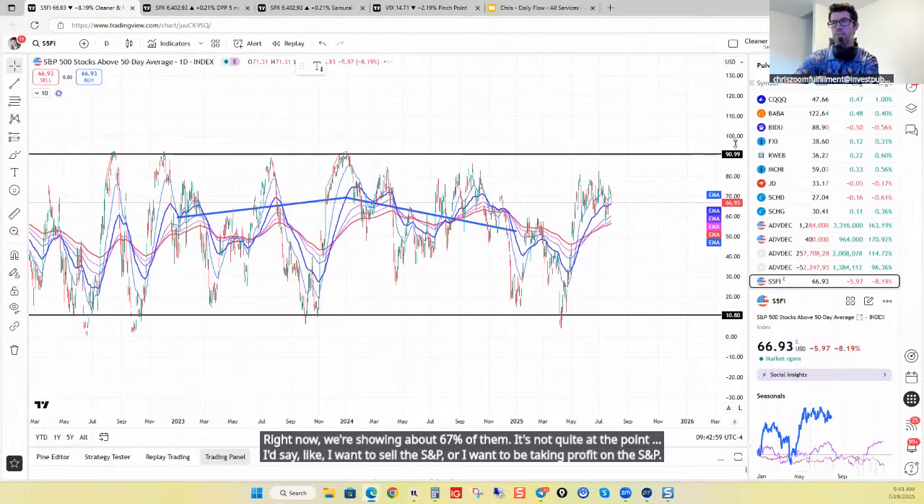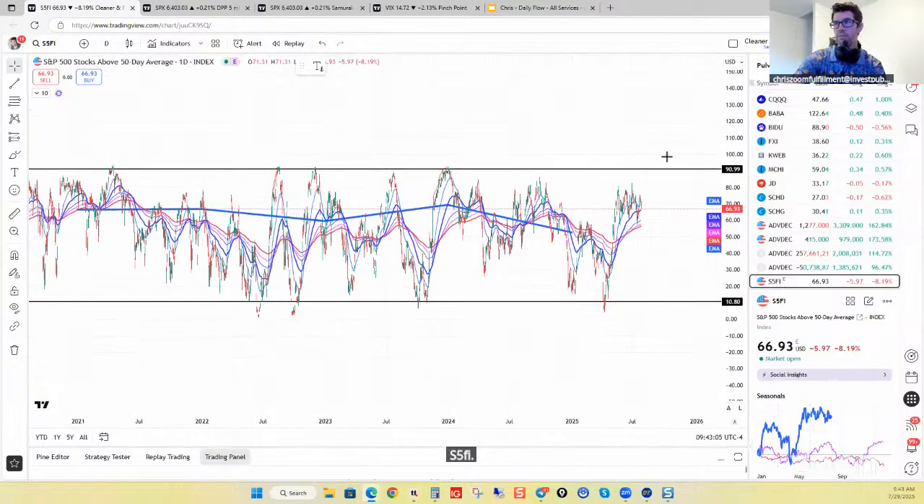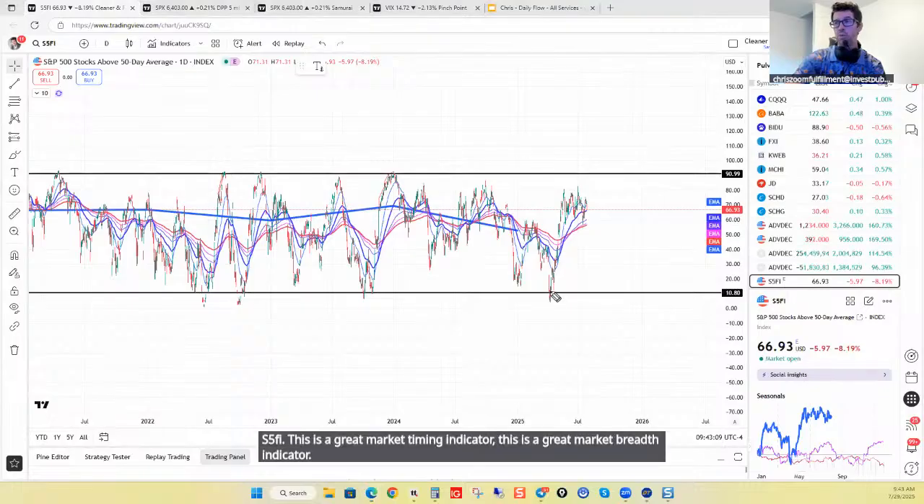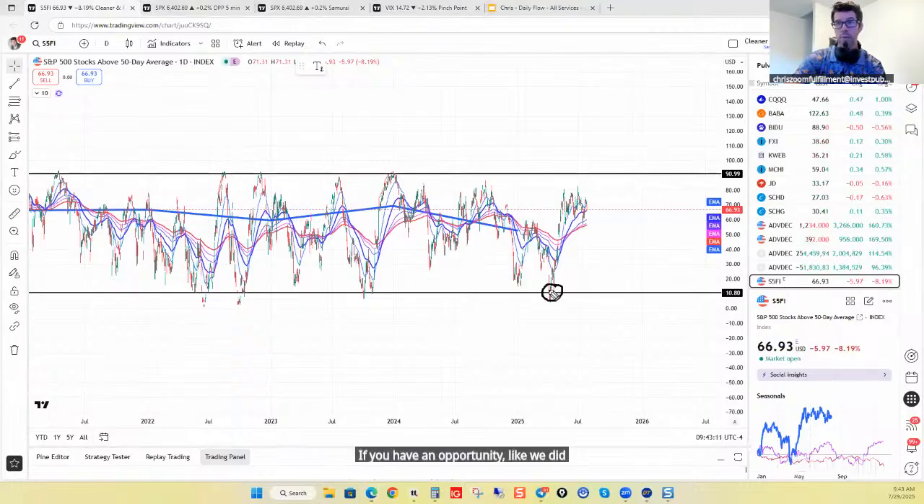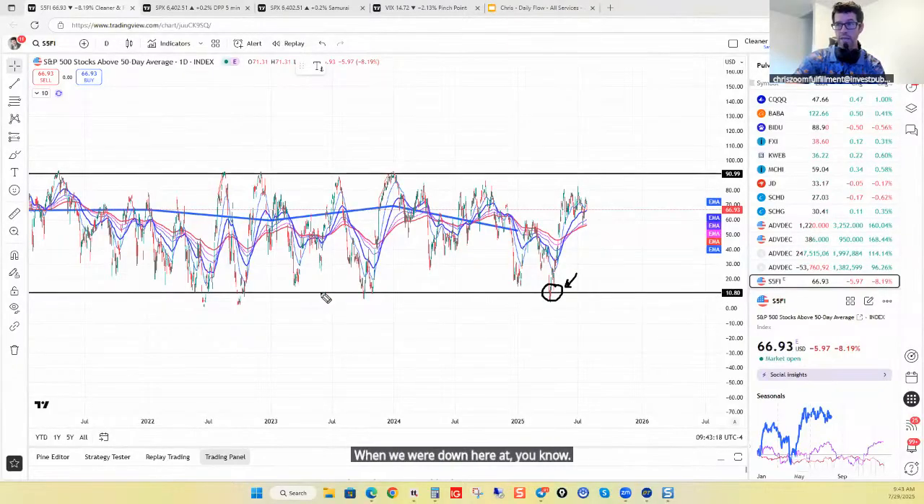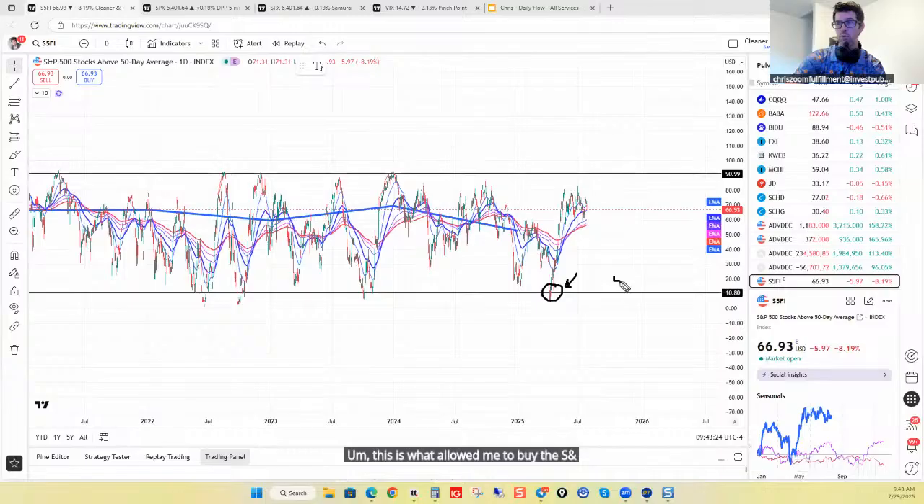All right. This is a good symbol to write down if you have TradingView charts, S5FI. This is a great market timing indicator. This is a great market breadth indicator. If you have an opportunity like we did in April to buy the S&P, this is exactly when I decided to buy it. When we were down here at 11 or 10.8, I mean, this line goes back 20, 30 years. This is what allowed me to buy the S&P at 496 this year because of this timer.